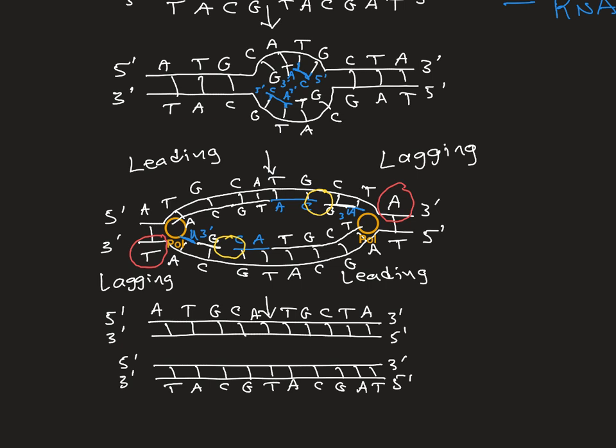The last issue that has to be dealt with, which we're not going to go into detail on, is everything in blue. All of these nucleotides are RNA, but we don't want RNA in our DNA chromosomes. So at some point near the very end of replication, a special DNA polymerase comes in and removes all of the RNA molecules and replaces them with DNA.